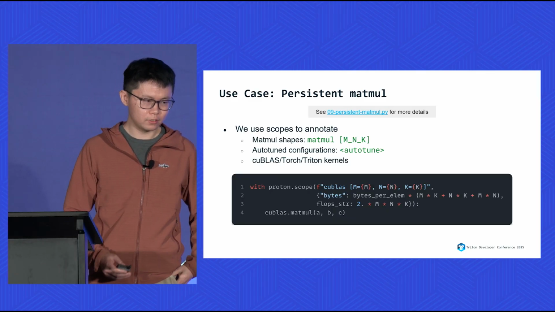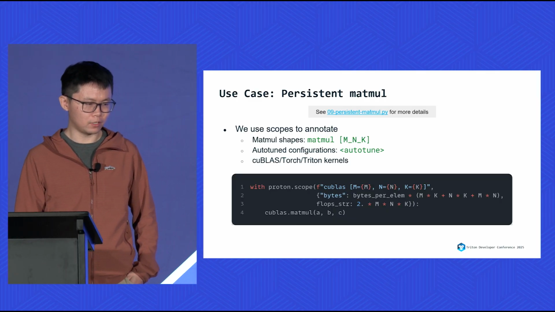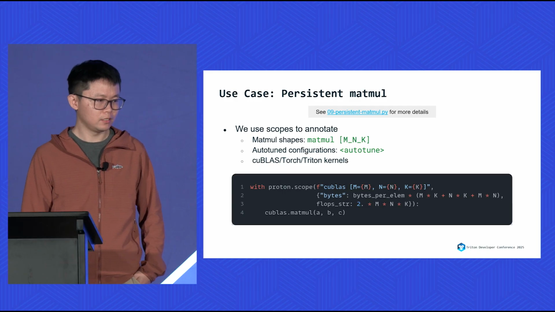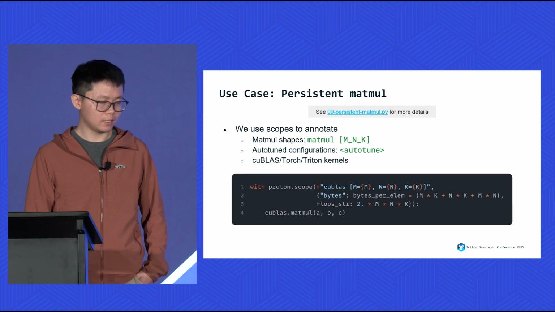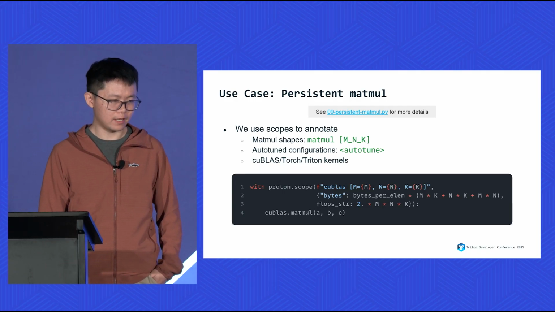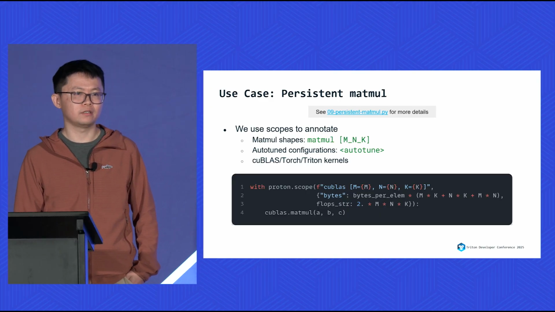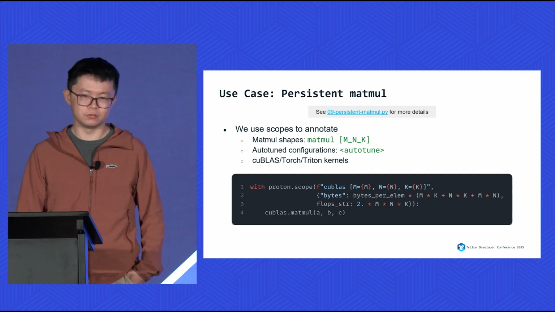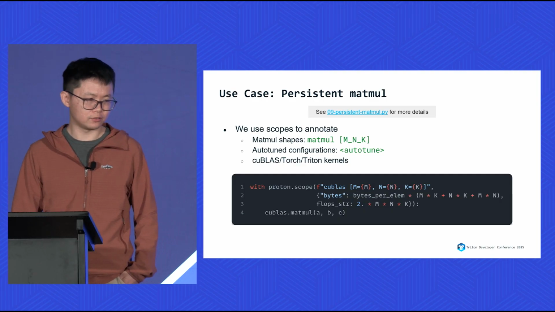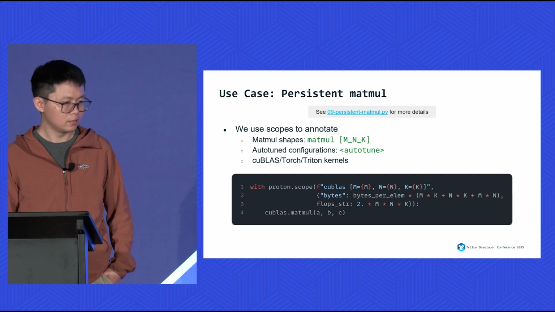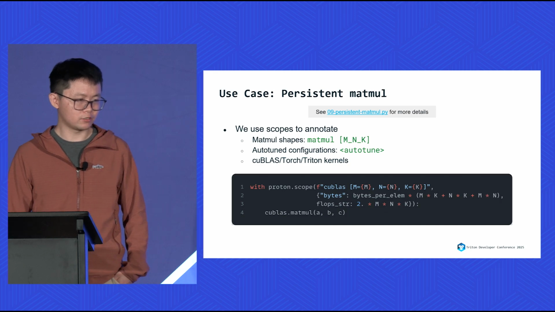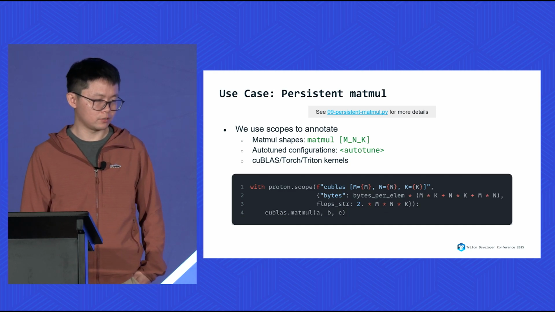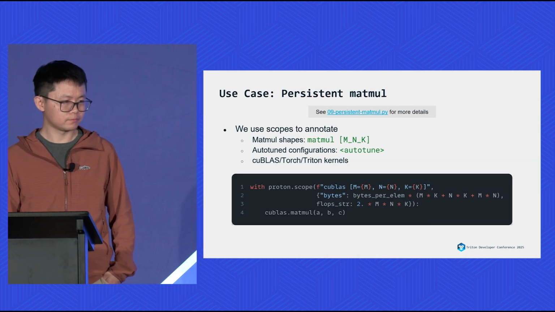Then we're going to use the scope API we introduced before to annotate this information, including the matrix shapes, as well as the phase that this kernel is running, because during the auto-tuning phase, we could generate a large number of kernels, but sometimes we want to differentiate them from the finalized kernel that is actually running. Besides, we want to differentiate the Triton-based kernels from cuBLAS kernels and Torch-based kernels.